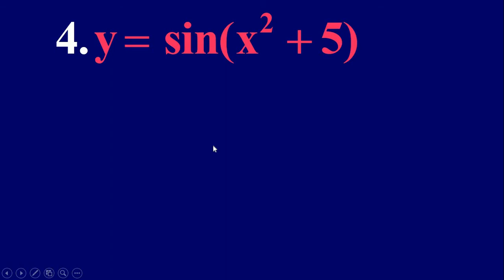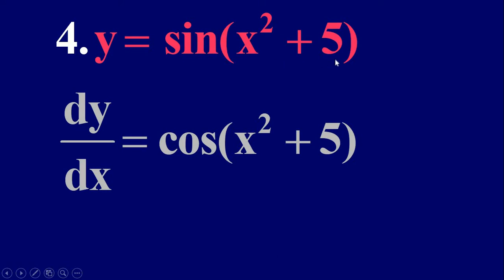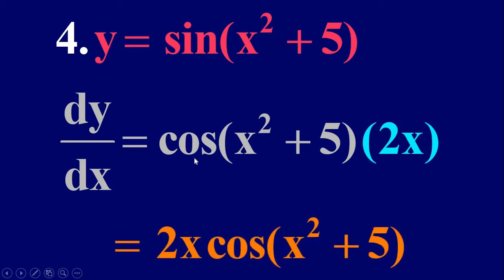So next one, y equal to sine of x square plus 5. It is of the form sine x, and sine x differentiation is cos x, but it is not x. So this expression x square plus 5, you have to differentiate again. So dy by dx is cos of x square plus 5, and x square plus 5 differentiation is 2x. x square differentiation is 2x and 5 is constant, 0. So we can write it as 2x into cos of x square plus 5.